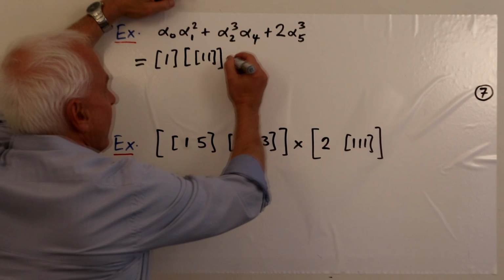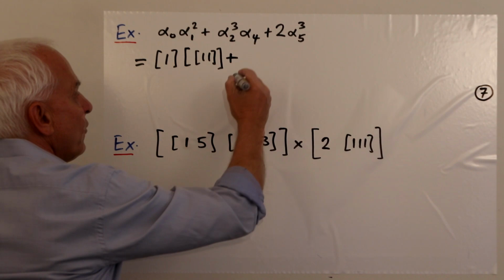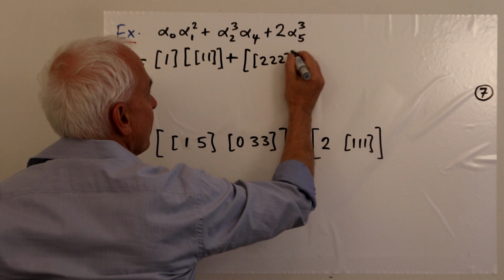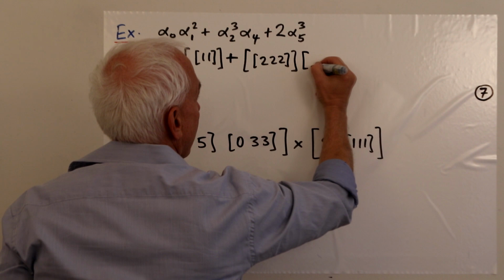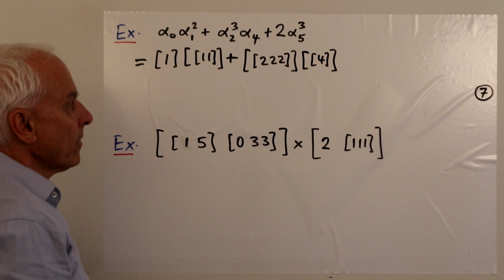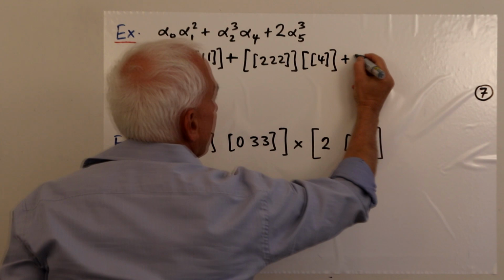Plus alpha 2 cubed. What was alpha 2 cubed? It was the mset 2, 2, 2. Alpha 4. That's going to be mset 4. Plus 2 alpha sub 5 cubed. Okay, so there'll be two of them. Maybe I'll just put 2. 2 alpha sub 5. What's alpha sub 5?